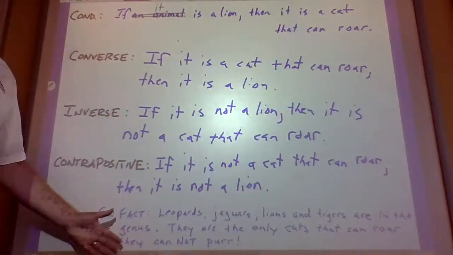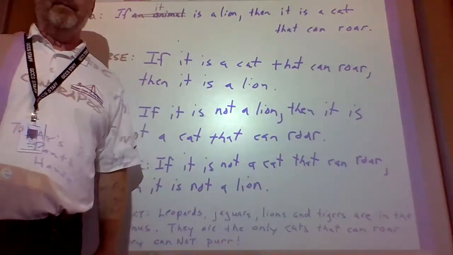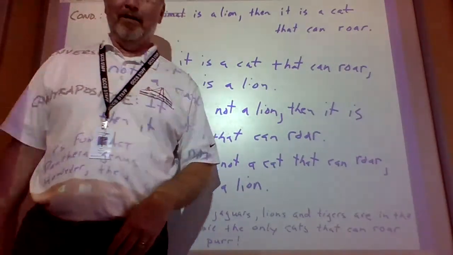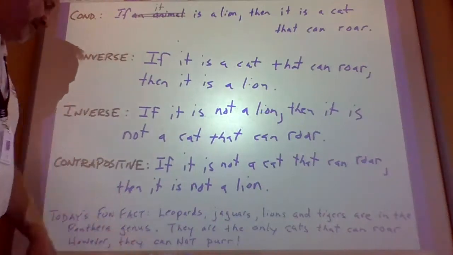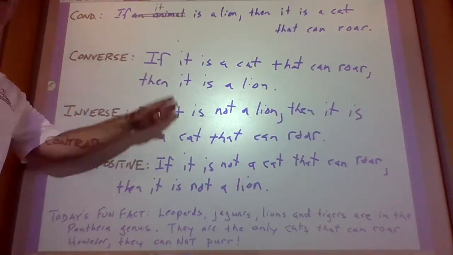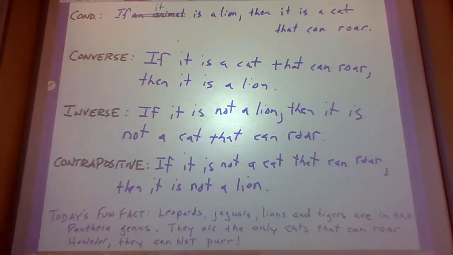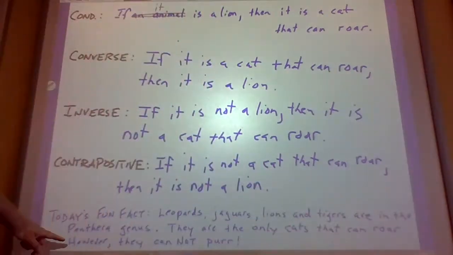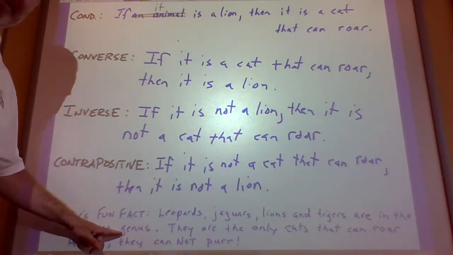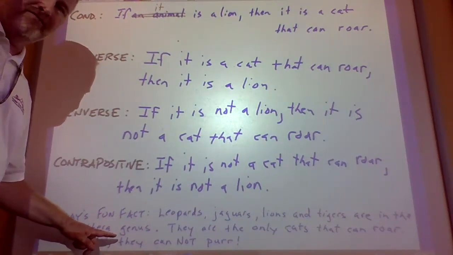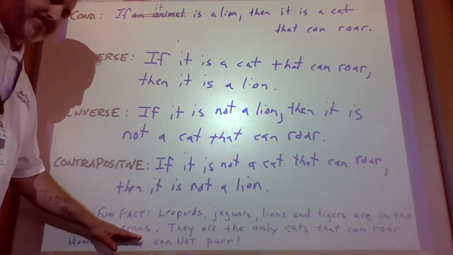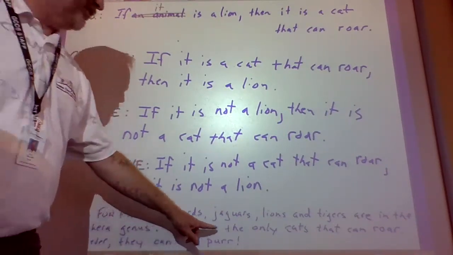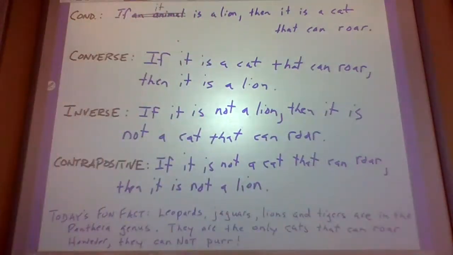Awesome. Then here's a little fun fact I put down at the bottom. I remember the first time I did this lesson probably 12 years ago, something like that. A little fun fact about being able to roar and being a cat. Leopards, jaguars, lions, and tigers are in the Panthera genus. You learn about genus and all that stuff in biology class. They are the only cats that can roar.